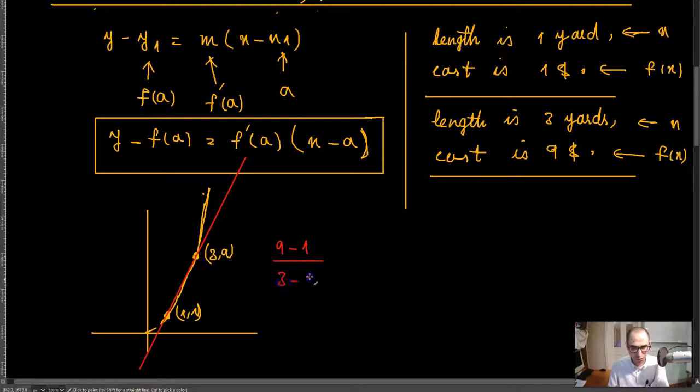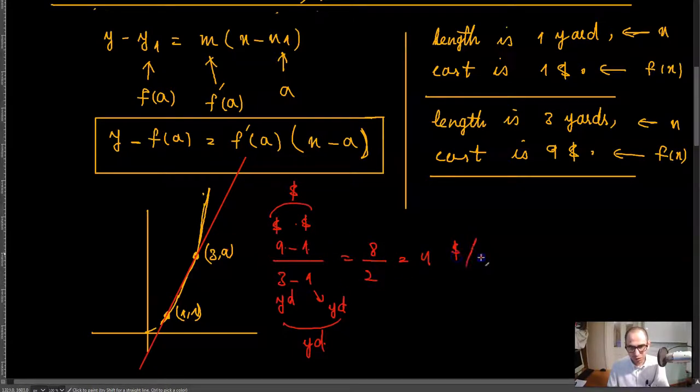And the slope of this line would be 9 minus 1 divided by 3 minus 1, which would be the same thing as 8 divided by 2, which is equal to 4. Now, you can see that this 9 is $9. This 1 is $1. This 3 is 3 yards, and this 1 is 1 yard. That means that dollar minus dollar gives you dollar, and yard minus yard gives you yard, which means that the unit over here becomes dollars per yard.